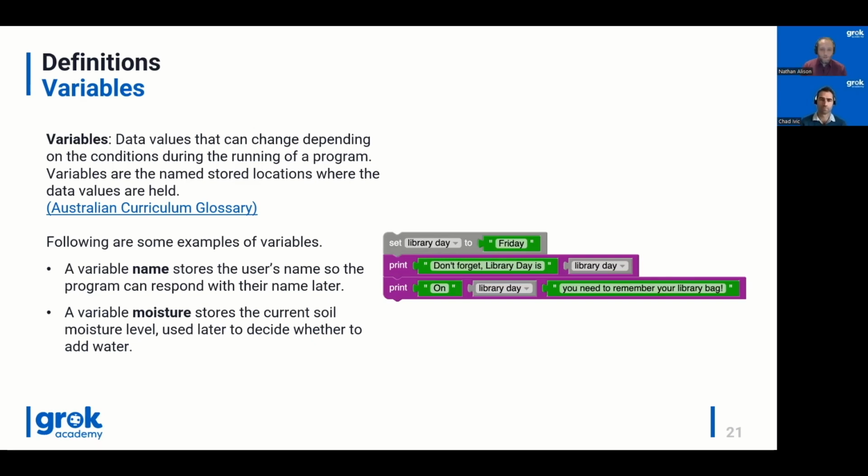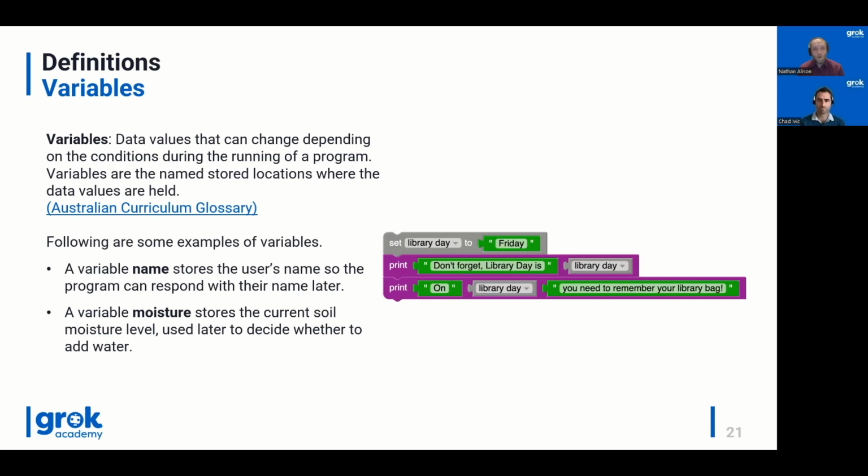In this little visual example on the right, we have a variable called library day, and the library day is being set to Friday. Then it prints out, don't forget library day is, and it reuses that variable called library day. So what you'll see on the screen is, don't forget library day is Friday. On Friday, you need to remember your library bag.